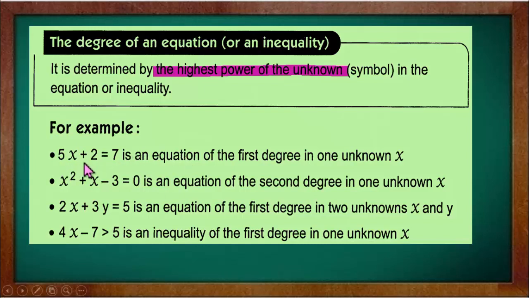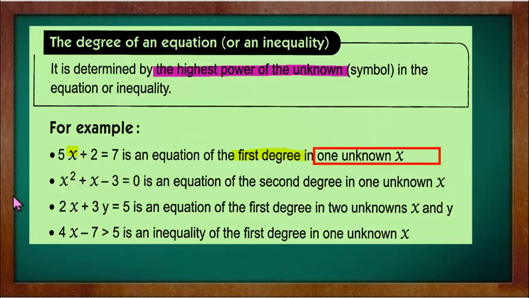Now I have 5x + 2 = 7. To determine the degree of this equation, first I would like to know where my unknown is. My unknown here is x. What is the power of x? Since there is no power written above x, then x is to the power of 1. Since x is to the power of 1, my equation is of the first degree. And how many unknowns are there in this equation? I have one unknown, which is x.